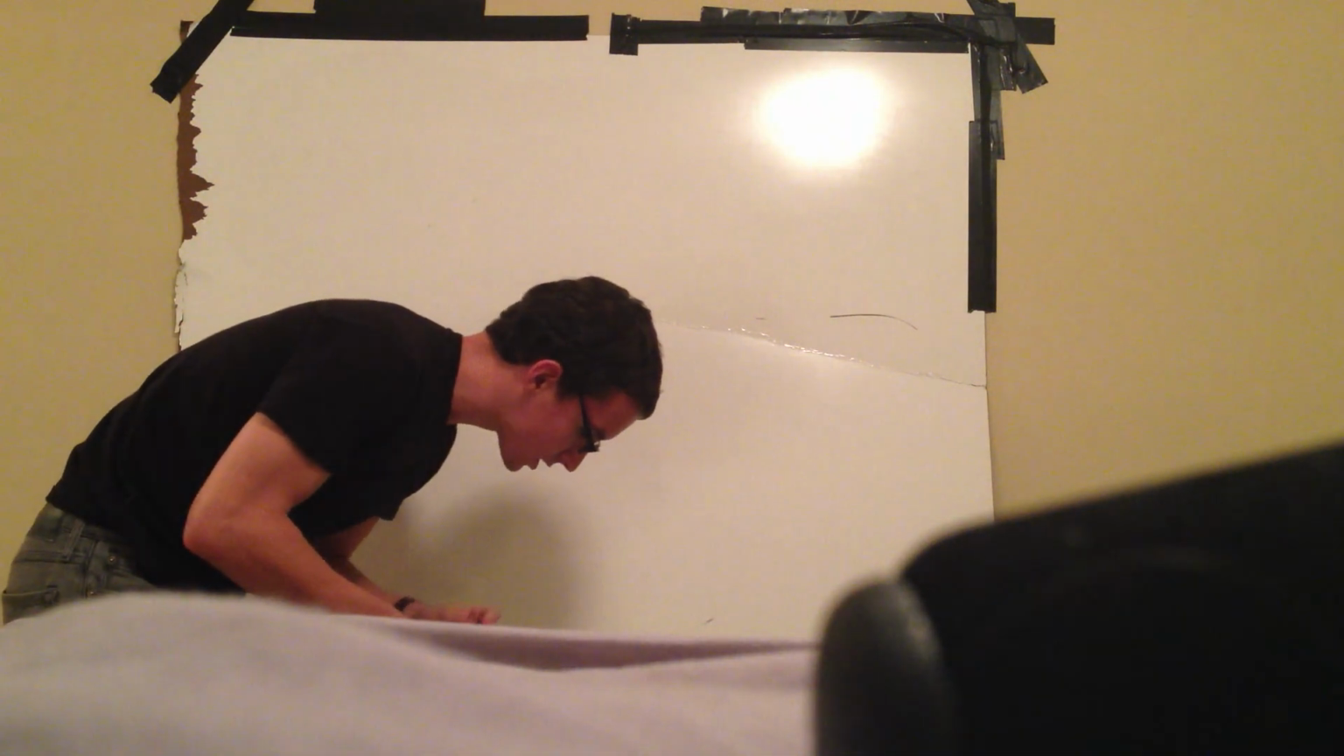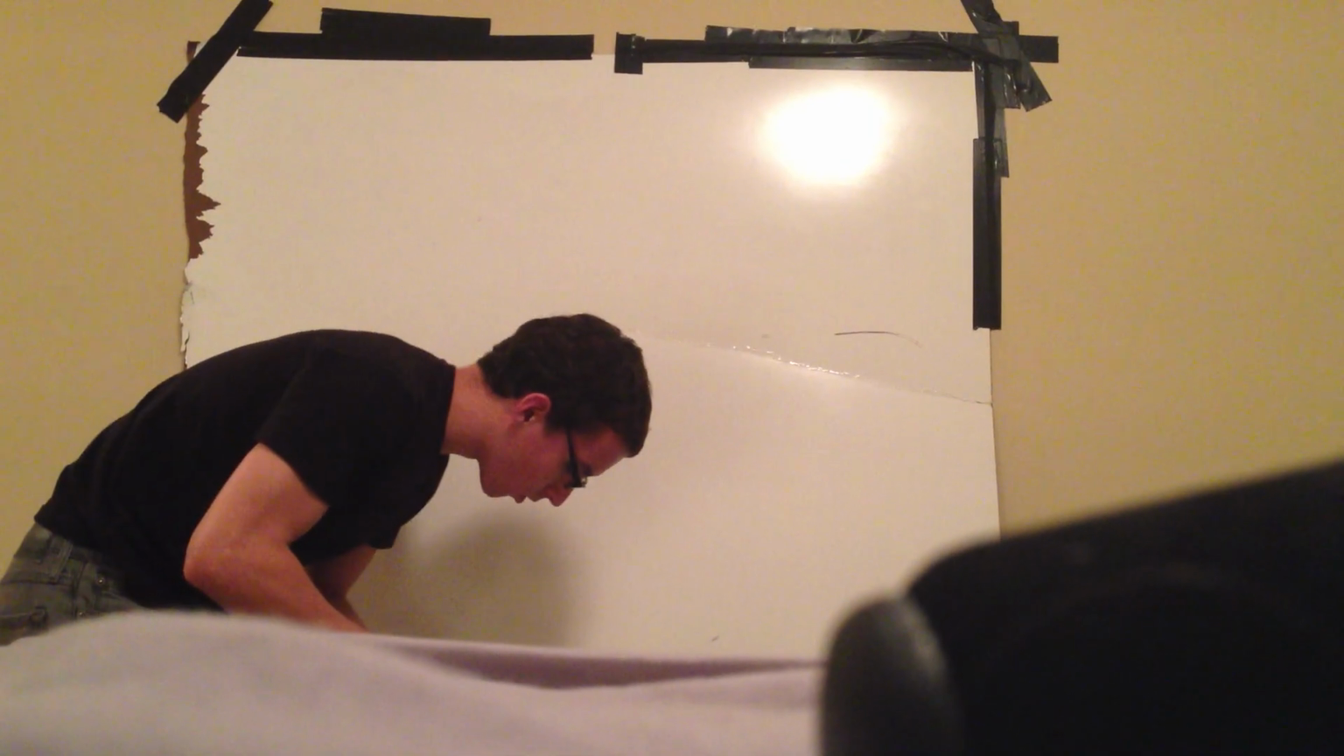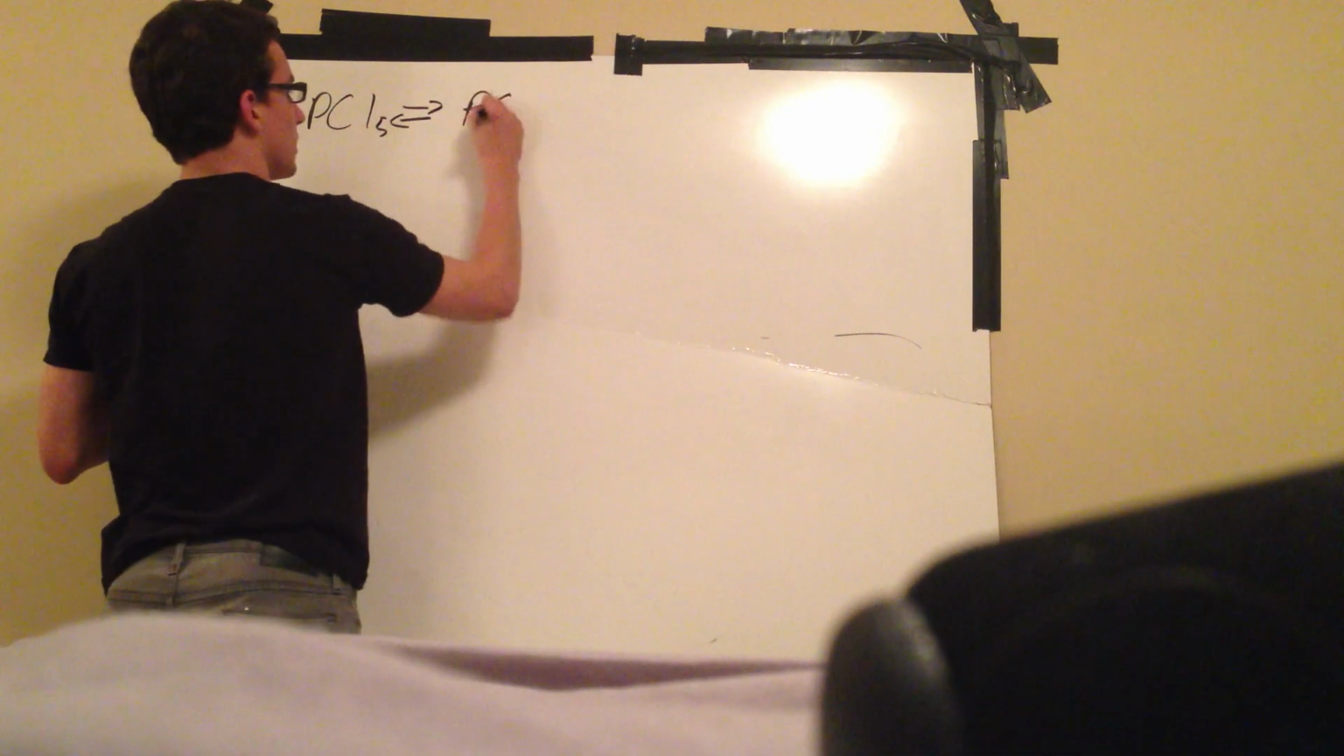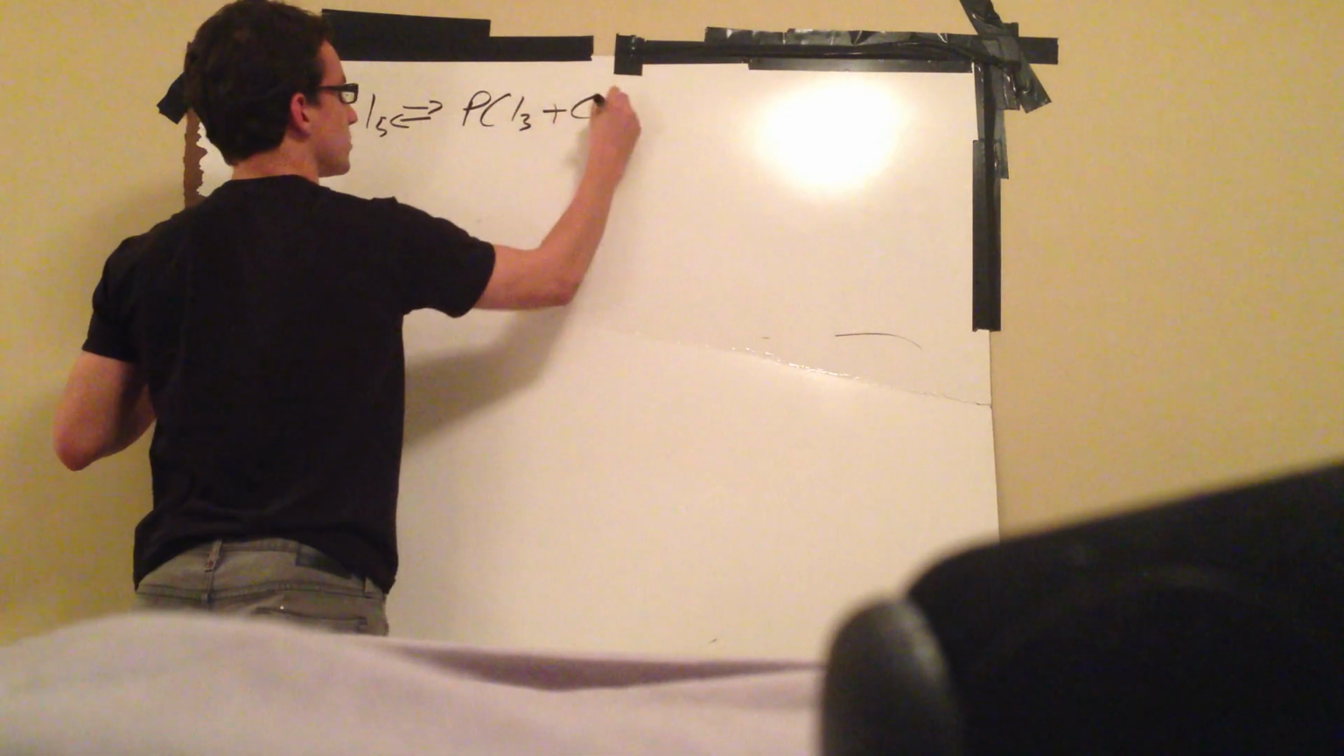Alright, so 9.64. Actually, let's get 9.65. Consider the following reaction. It's the same thing as last time, so PCl5, PCl3, and Cl2. No big deal. That's the reaction. It asks us, write the equilibrium constant expression for the reaction.